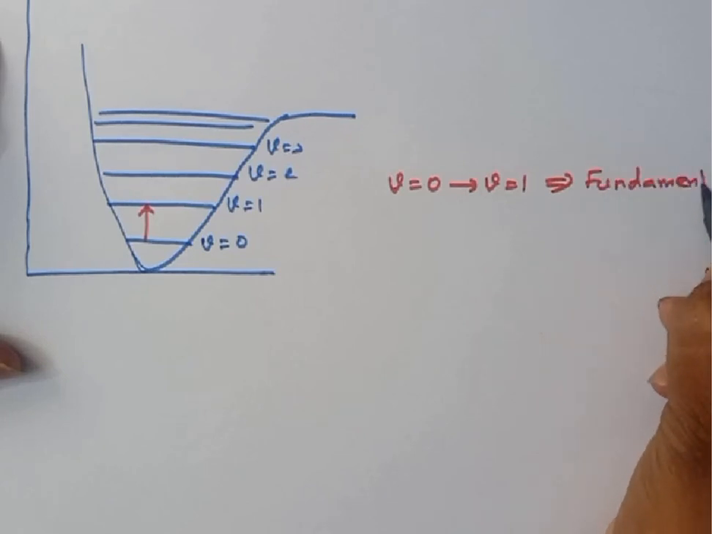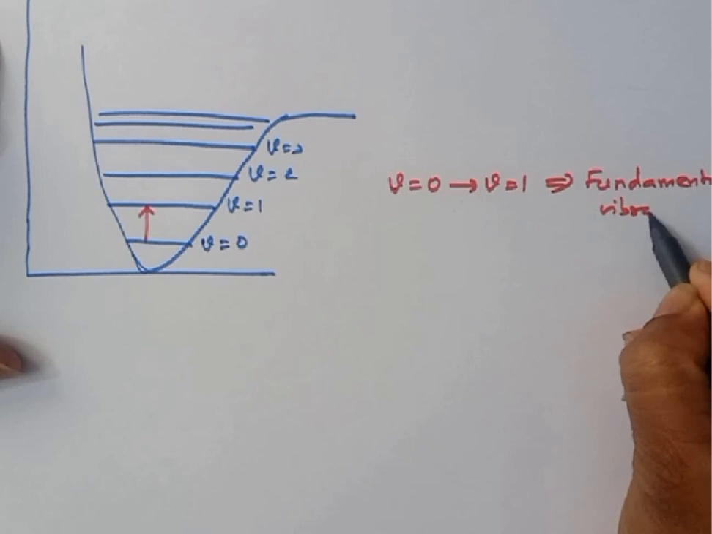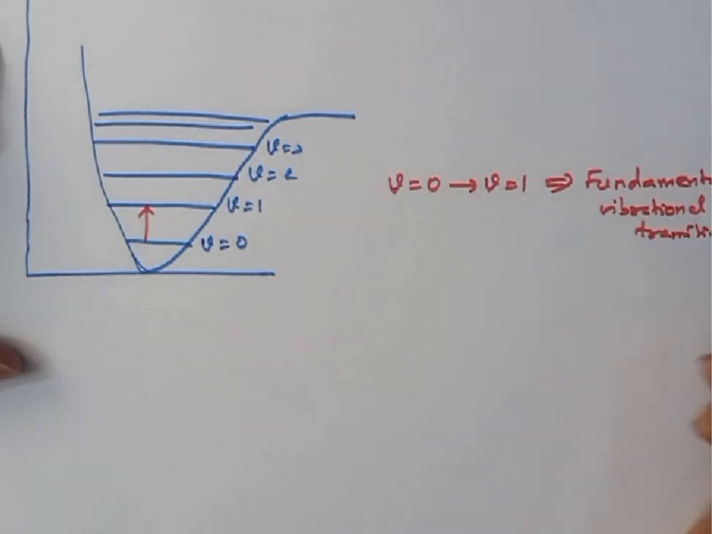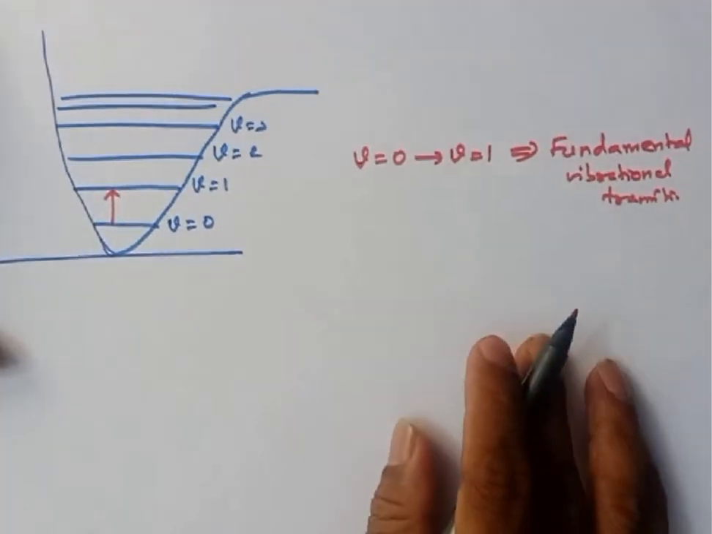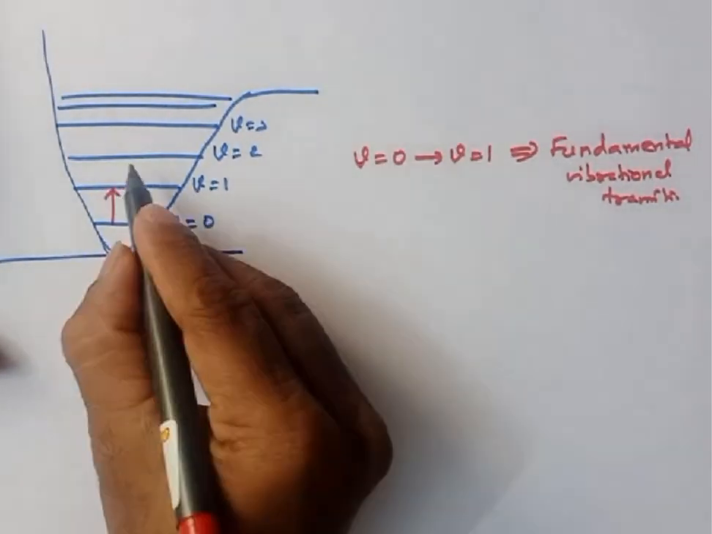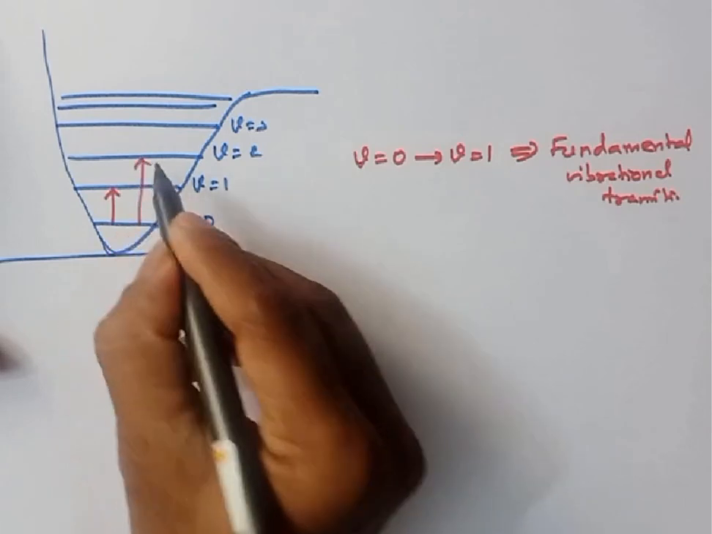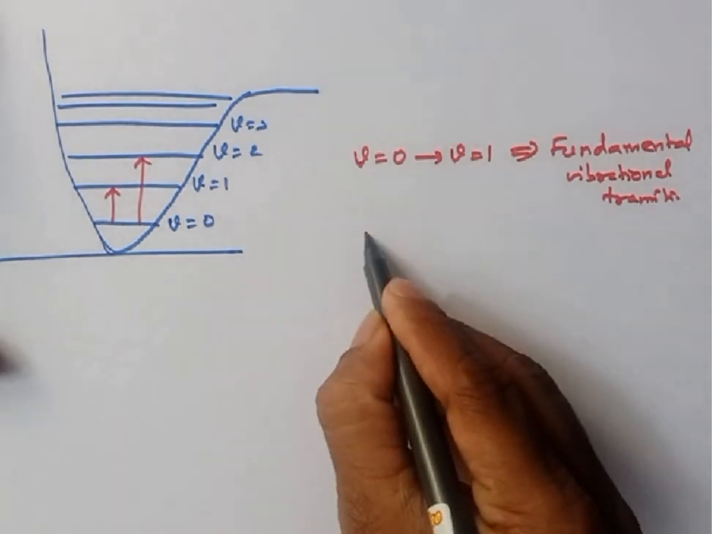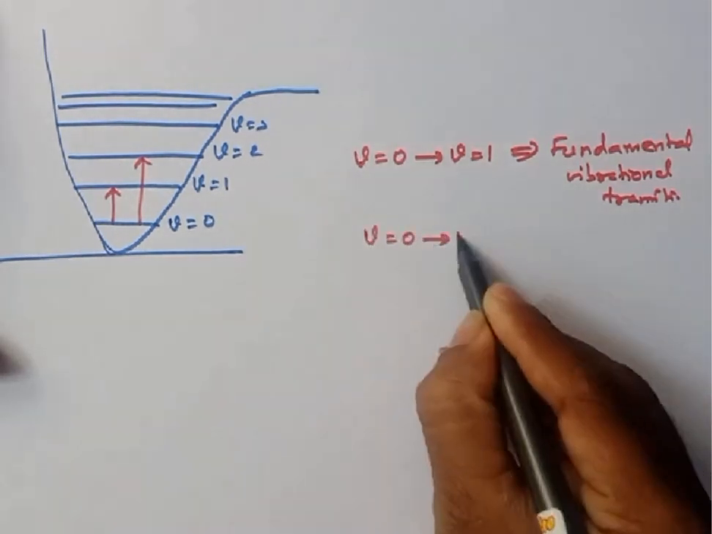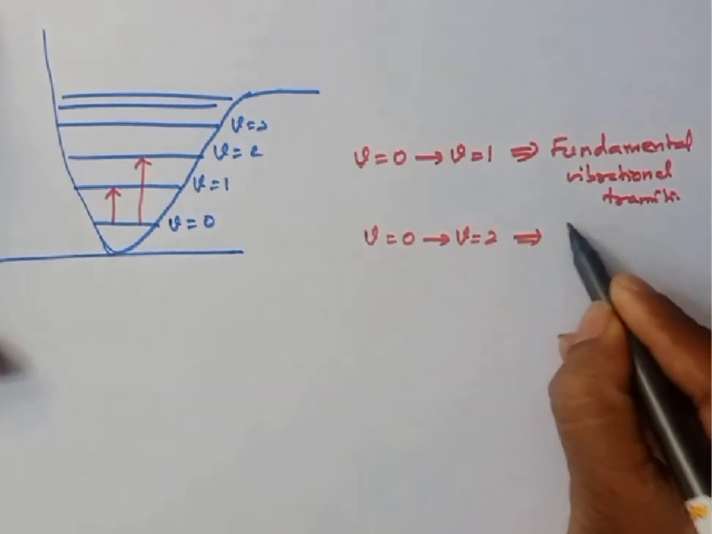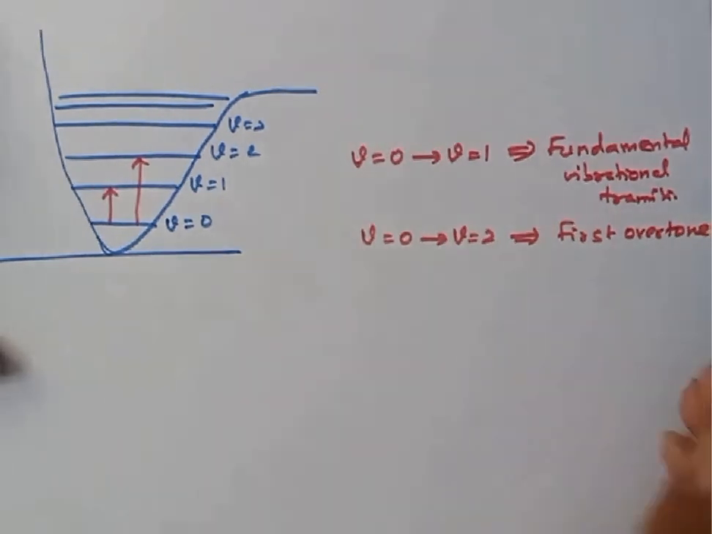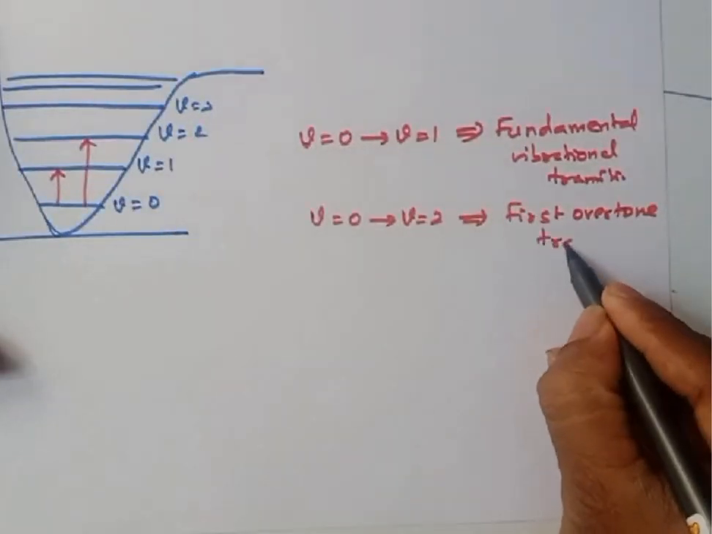is called the fundamental vibrational transition. Fundamental vibrational transition, 0 to 1. And this transition 0 to 2, is this allowed? Yes, 0 to 2 is also allowed, and this transition is called the first overtone transition.